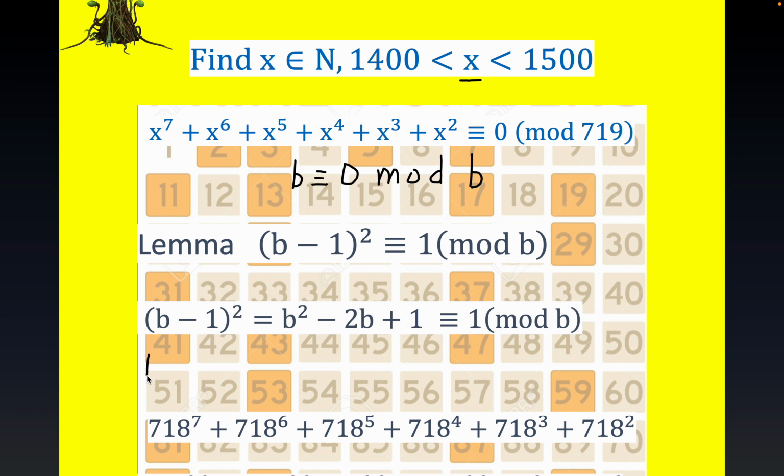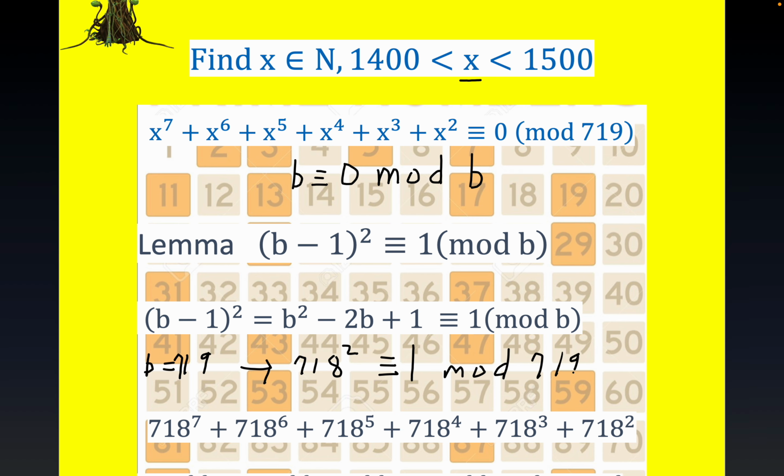equals 719, what we get right here implies that 718 squared is congruent to 1. So you see this huge number, which is useful because it's a power of 2, is congruent to 1 mod 719.